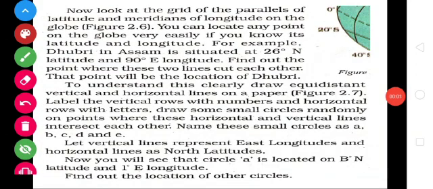Now look at the grid of the parallels of latitude and meridians of longitude on the globe, Figure 2.6 in your book. See, this is the grid. The latitudes and longitudes intersect each other, and that is called the grid. You can locate any point on the globe very easily if you know its latitude and longitude.